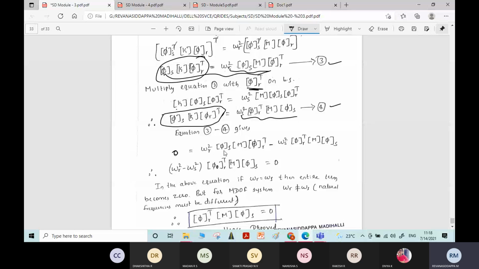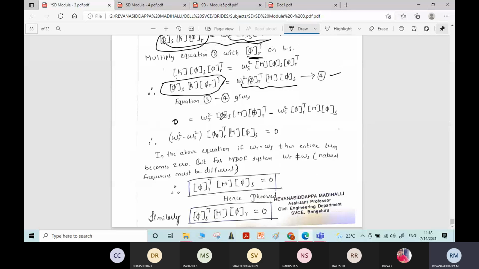Just a minute. Omega r square minus omega s square, times phi r transpose m into phi s. See, in these two terms, phi r transpose m into phi s is the constant. If you take this constant in the bracket, what you will get? Omega r square minus omega s square, this common term, equal to 0.